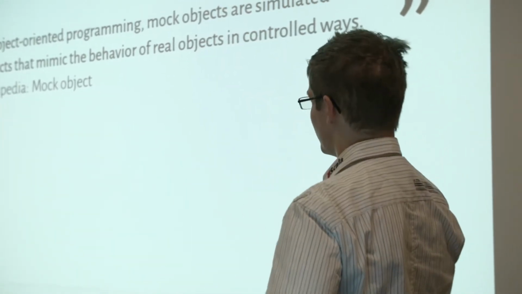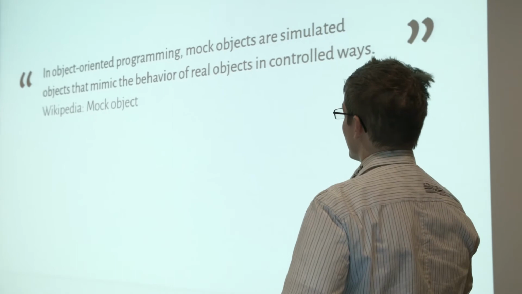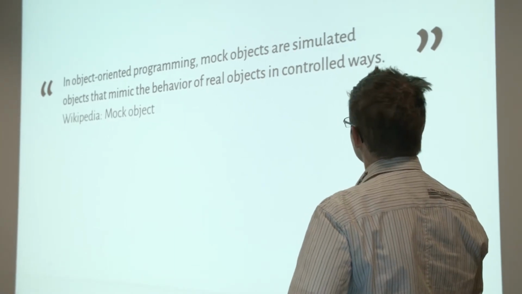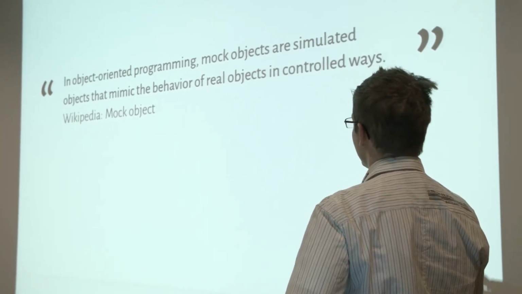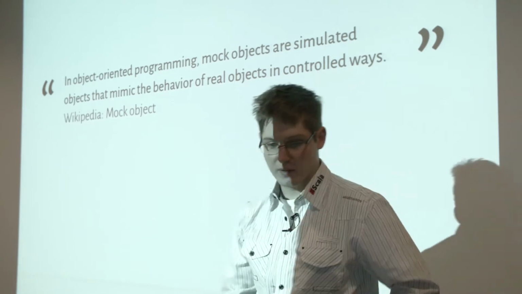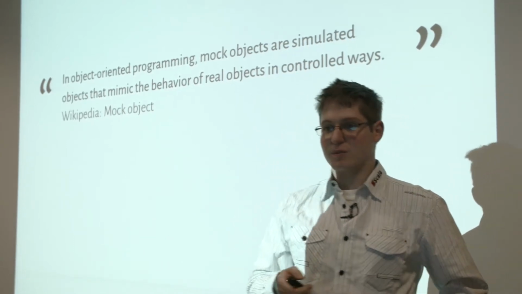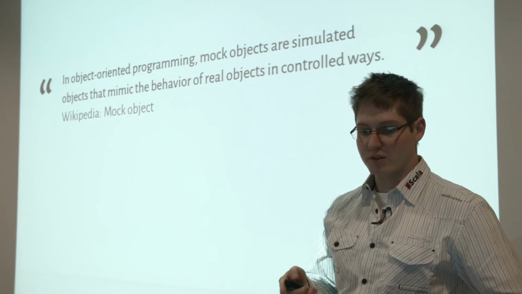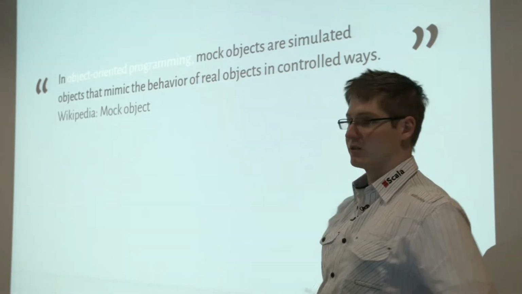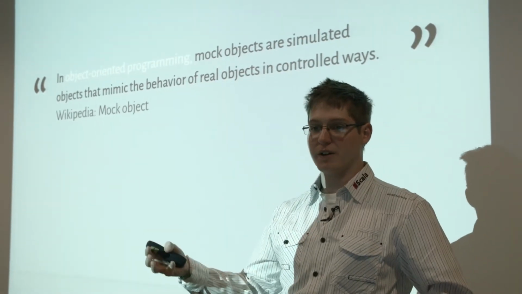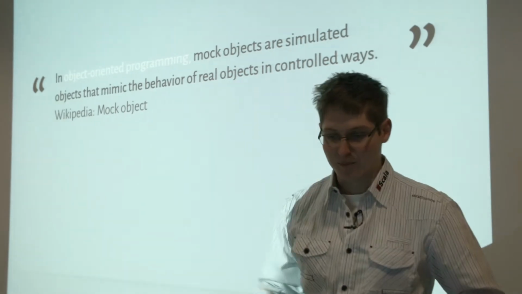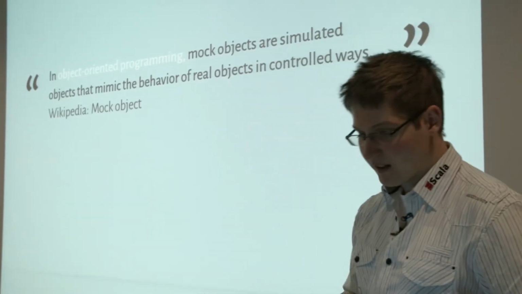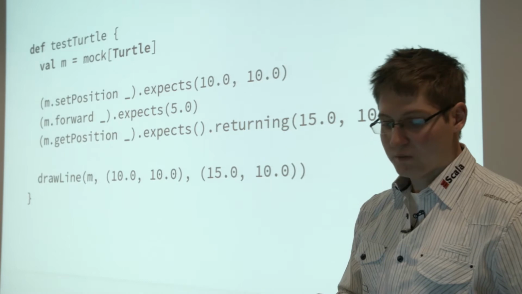So here's what Wikipedia says about mocking. In object-oriented programming, mock objects are simulated objects that mimic the behavior of real objects in controlled ways. And that's kind of funny because it's an overly specific definition, since it already says object-oriented programming right here. So who am I to talk about functional mocking? I mean, there's no such thing, but bear with me for a little. So what does mocking actually look like?